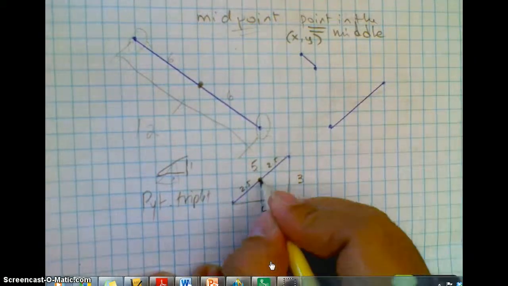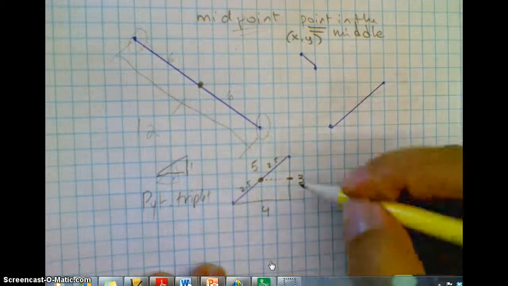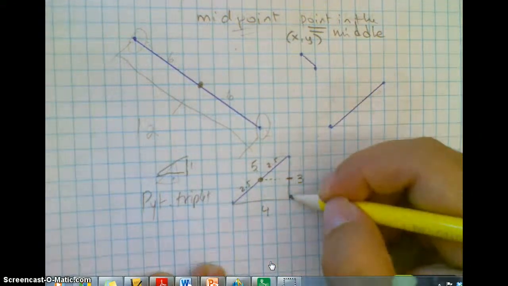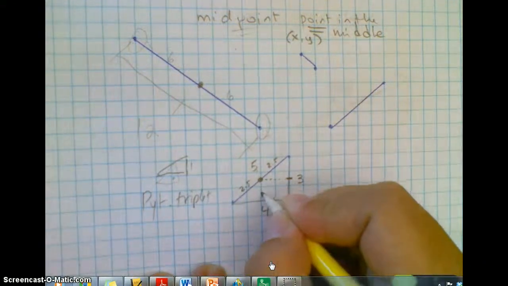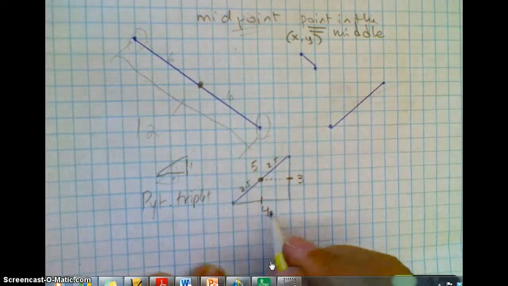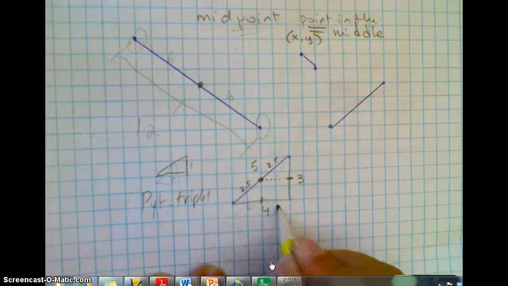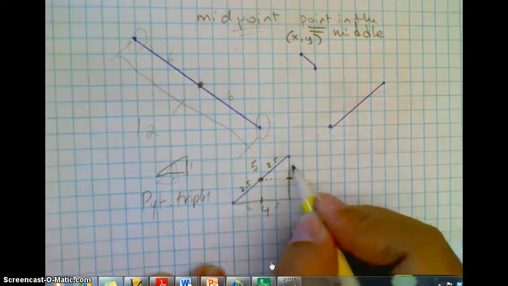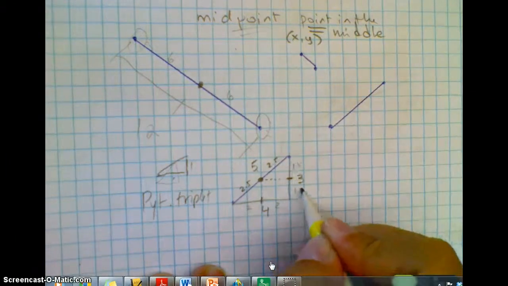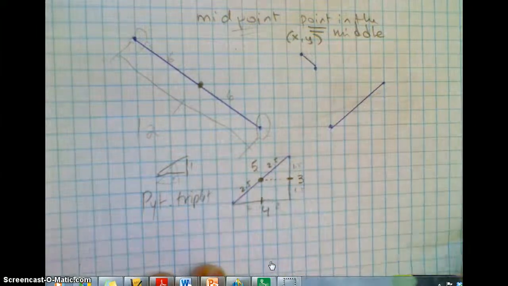So this point right here happens to be the midpoint of this leg that measures 3, and also happens to be at the midpoint of this leg that measures 4. You see how this point splits this segment into 2 and 2, and this one into 1.5 and 1.5. So the midpoint of any segment will have this property.